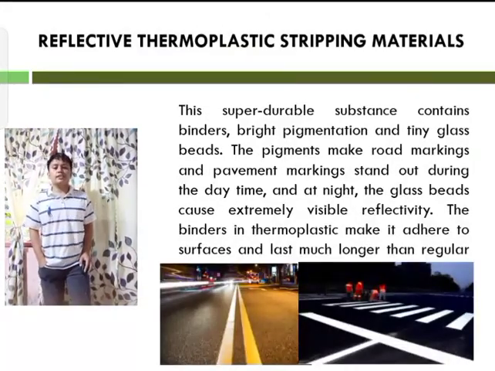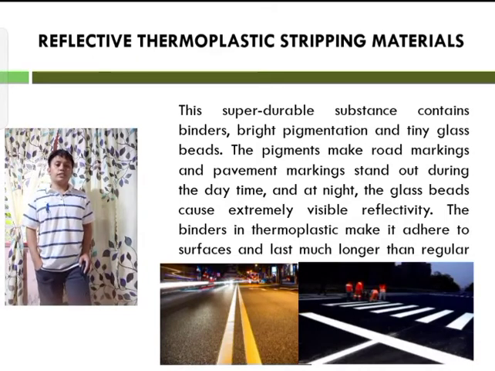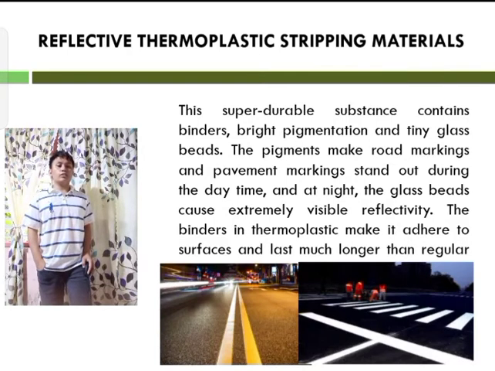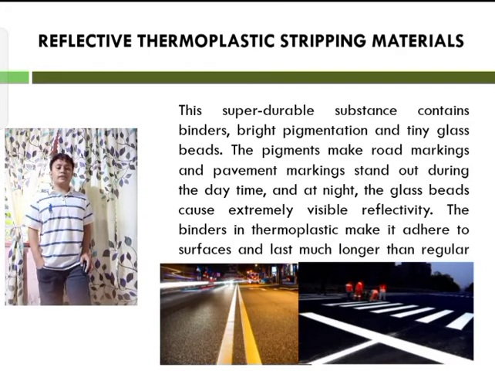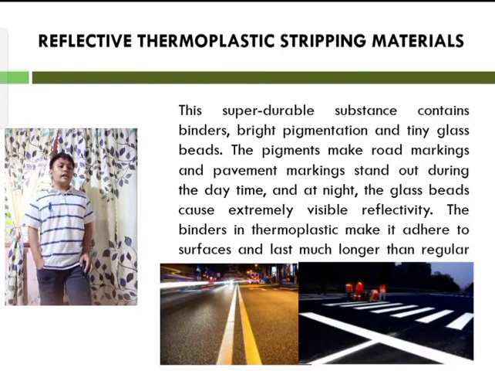I think many of us are not yet familiar with these reflectorized thermoplastic stripping materials. So, let us know by defining what it is. Reflectorized thermoplastic stripping materials are super durable substances containing binders, bright pigmentation, and tiny glass beads. The pigments make the road markings and pavement markings stand out during the daytime and at night. The glass beads cause extremely visible reflectivity.